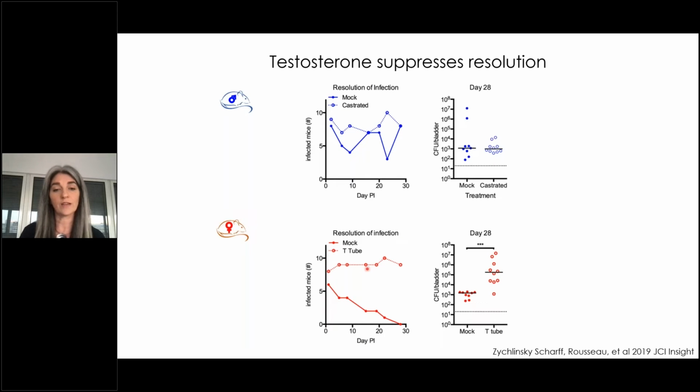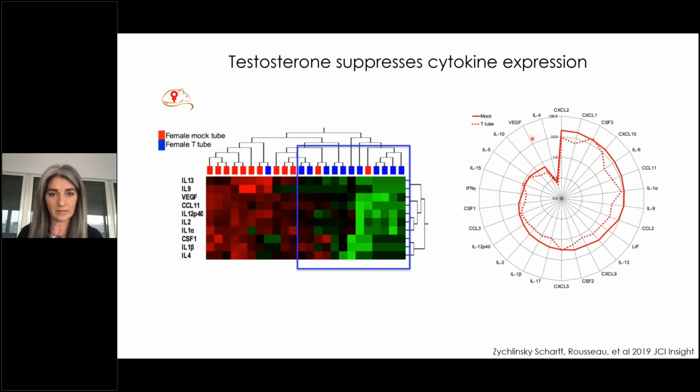So they stayed infected for the duration of the experiment, much like male animals, and they had higher bacterial burdens compared to the untreated animals. And so this suggests to us an acute action of testosterone in modulating how the animals can resolve, but also probably an imprinting on the animals, that even though we remove the testosterone, we still see that there are effects present in these mice.